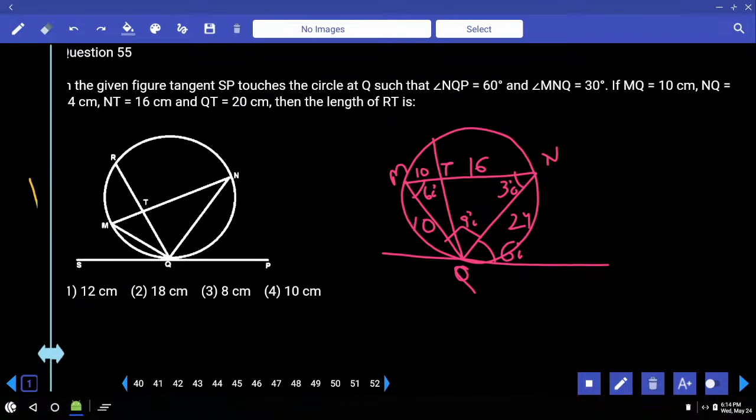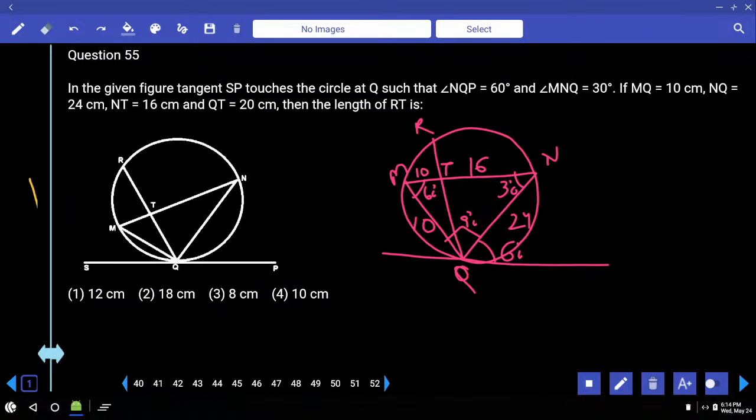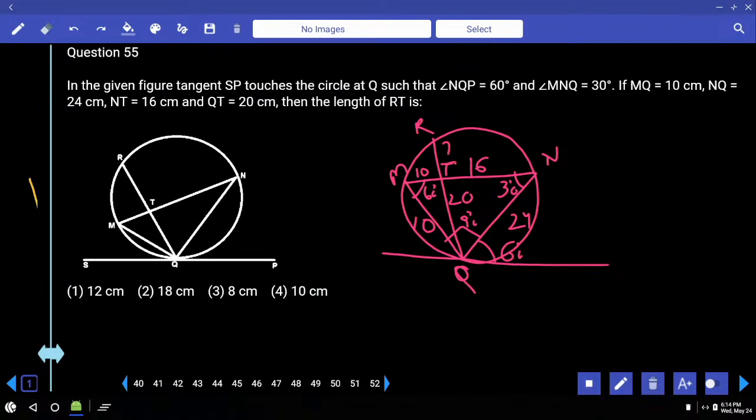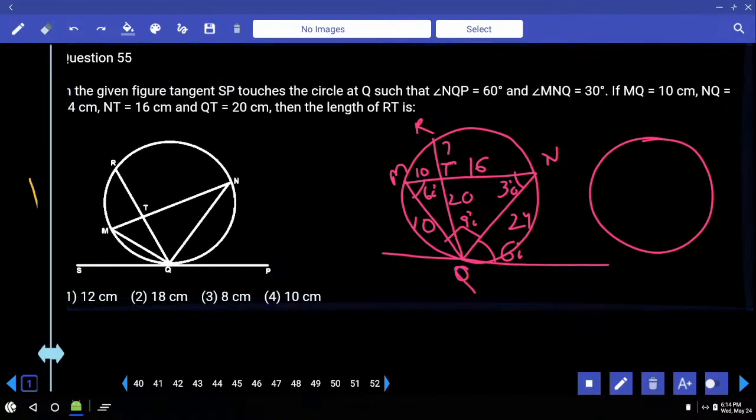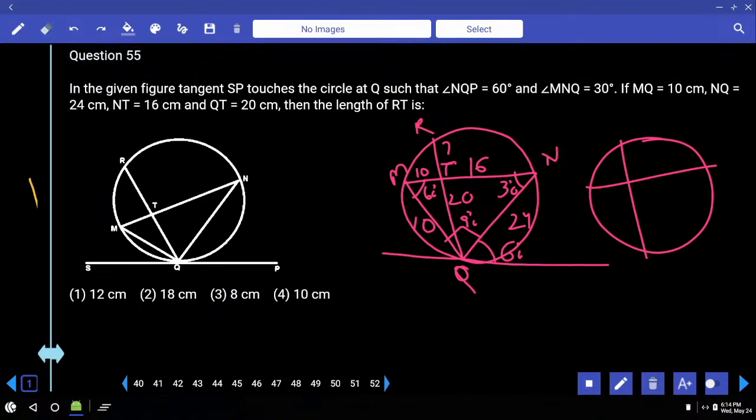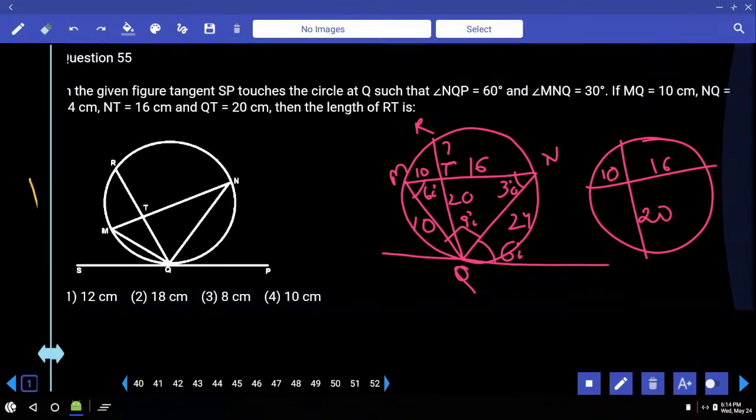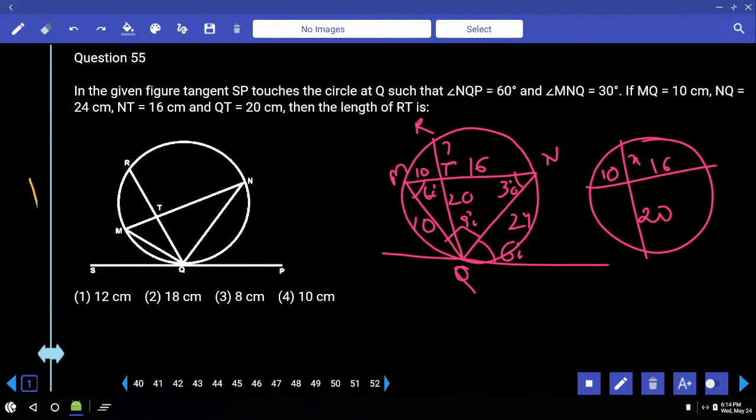And QT is 20. He is asking for RT. If you observe the chords 10 and 16, 20 and X, what is the relation? 10 into 16 is equal to 20 into X. So X should be 8. Option 3.